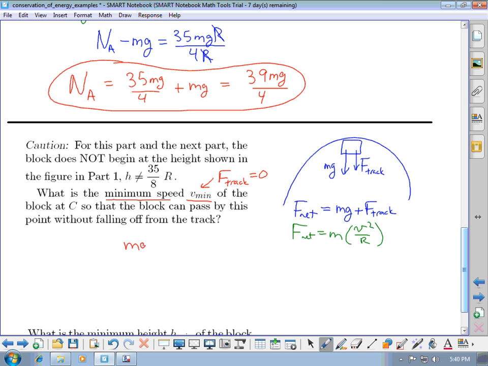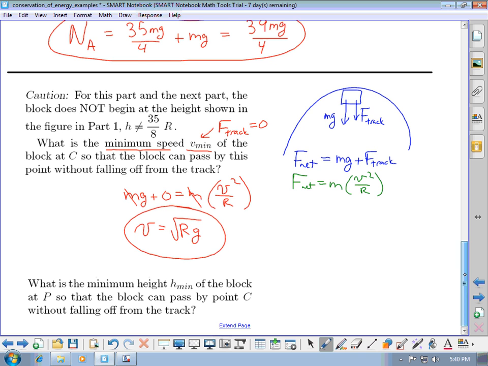So if we set mg plus 0 equal to m times the speed squared over the radius, and we divide out the m, we get that the speed is the square root of rg, which in your homework you'll notice is the same speed as the maximum speed that you can have when you pass the top of the track. You're solving things very similarly.